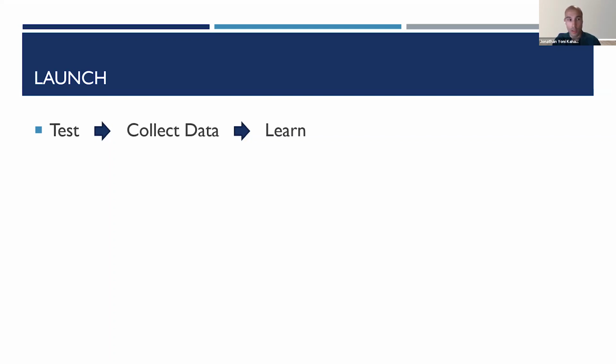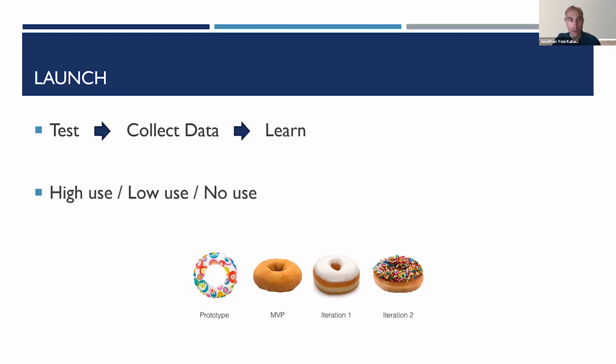Now, another option is that not so many people use your product, maybe some people. That is good, but you need to improve. Using the quantitative and qualitative data to decide what needs to be changed and what is the priority for each change is important. Now, in this case, your MVP will look something like this.